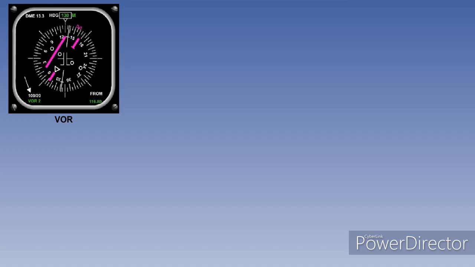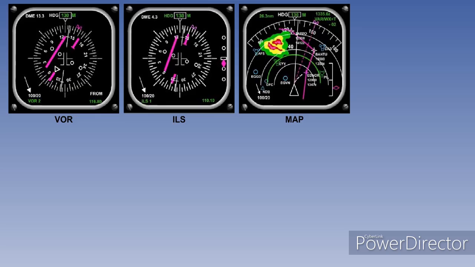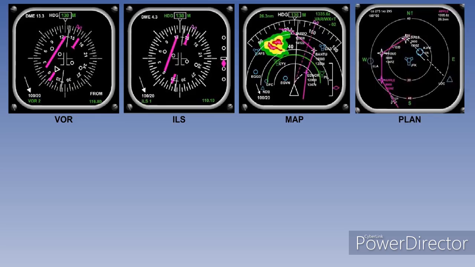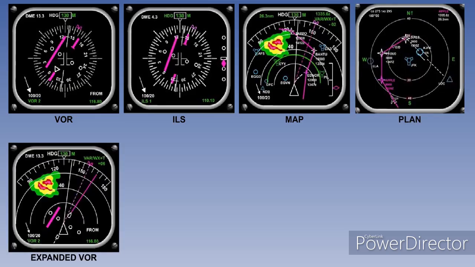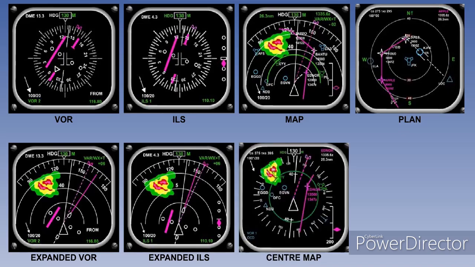There are 7 EHSI display modes. These are 4 basic modes called VOR, ILS, MAP, and Plan. And 3 of these have expansions or variants. There is an expanded VOR mode, expanded ILS, and a centre map display. We'll look at all of these in turn and see what information they give.